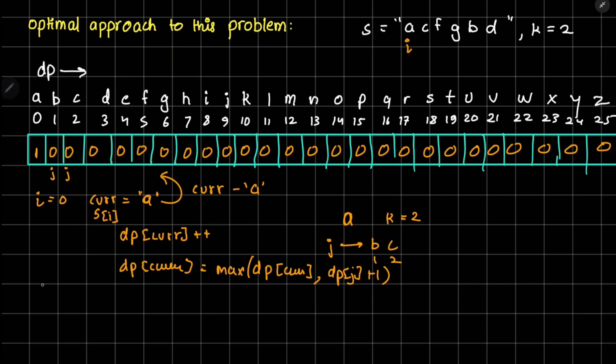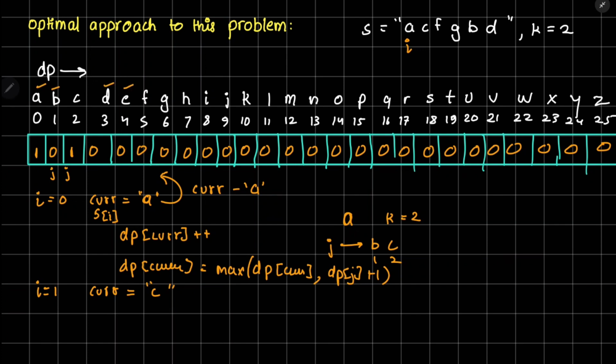Now let's move to the next iteration. Our i is equal to 1, so our current will be C. Now our current is C, so we will check 2 elements before it and 2 elements after it. First we will update it to 1, increasing it by 1, so 0 plus 1 is 1. Now we will check 2 elements before it. So we have A, B, D and E.